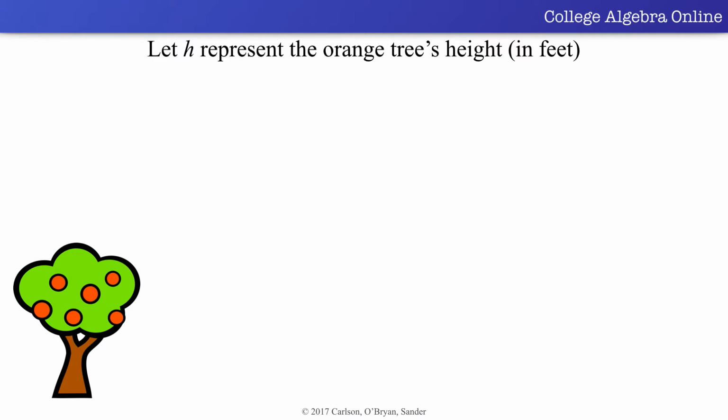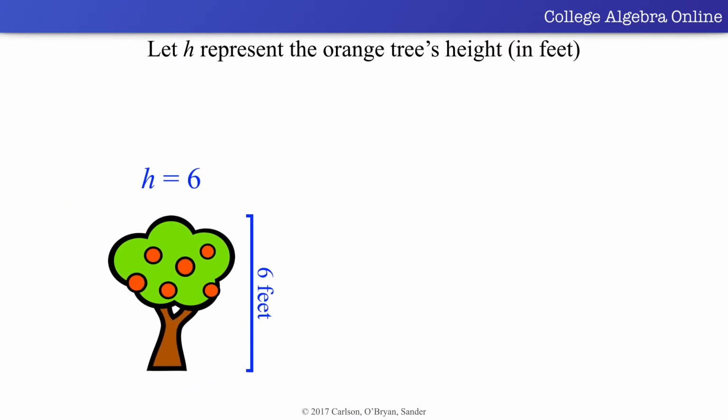We know how to interpret statements like h equals 6 because we carefully defined the variable's meaning. h equals 6 represents Allison's orange tree measuring 6 feet tall. As we mentioned, the value of h will change over time as the tree grows.